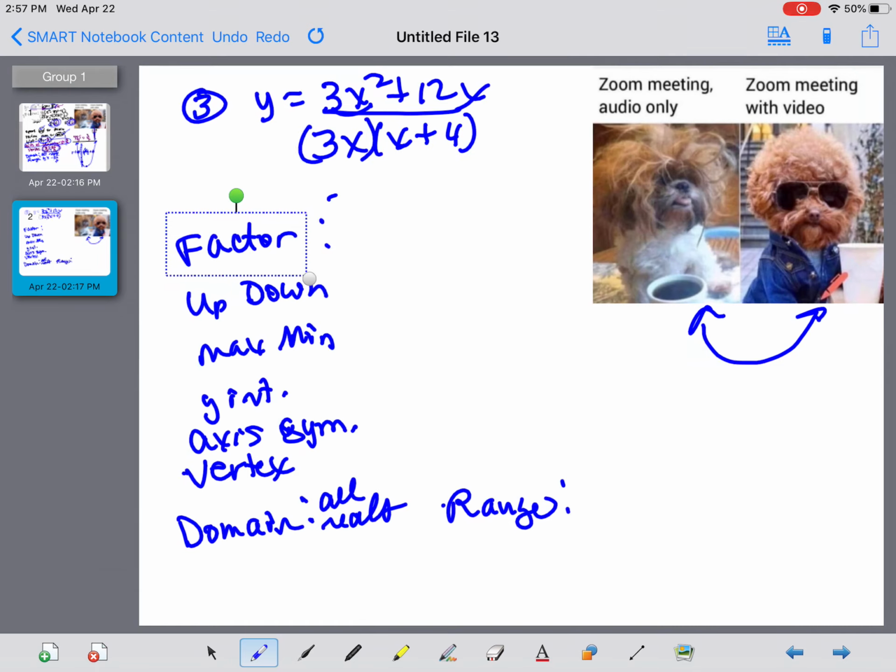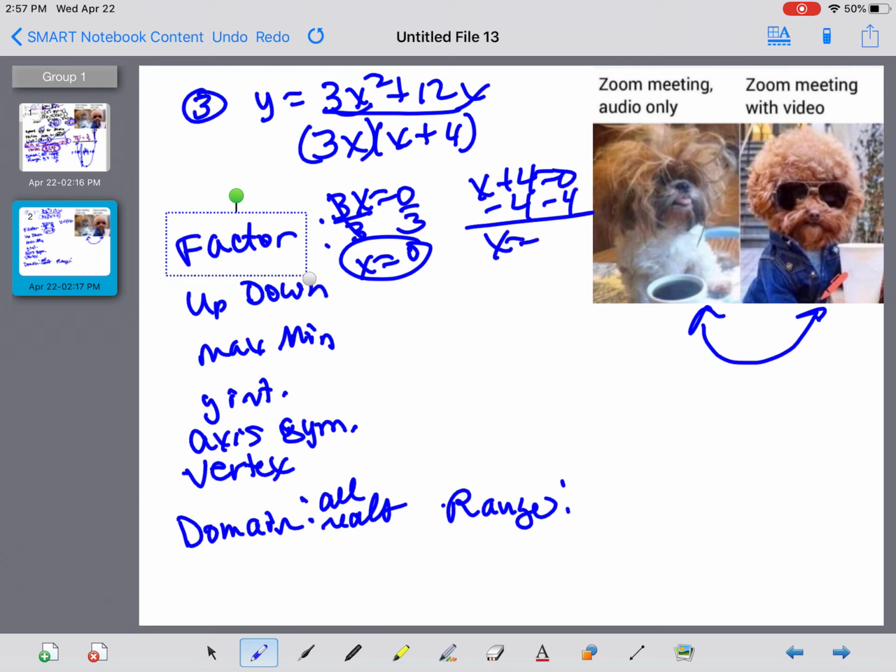Now set your factors equal to 0. 3x equals 0, and x plus 4 equals 0. Here, divide by 3, and you get x is 0. Here, subtract 4, and you get x is -4. Those are your x-intercepts. So on your little graph, you already know your x-intercepts, you can graph them, are -4 and 0.